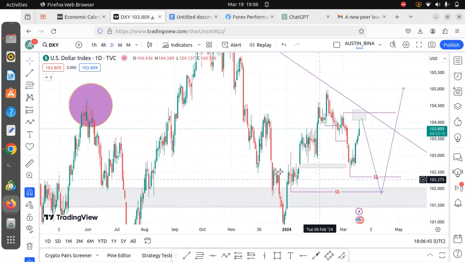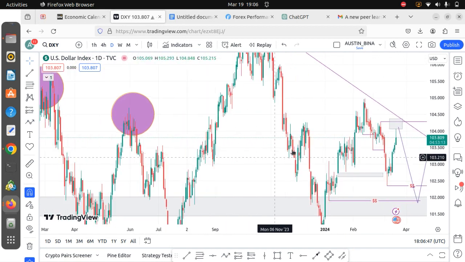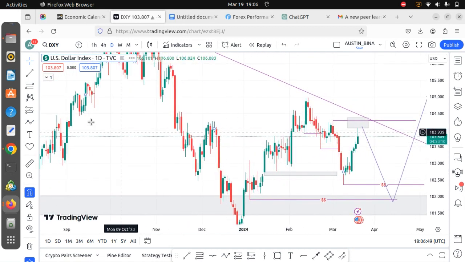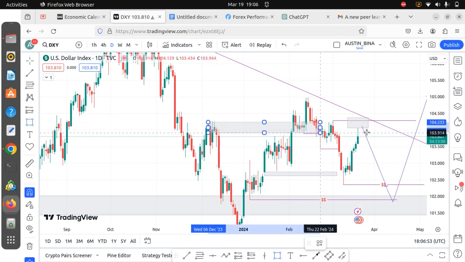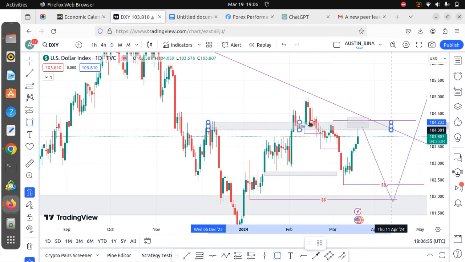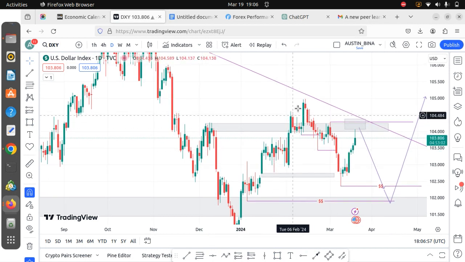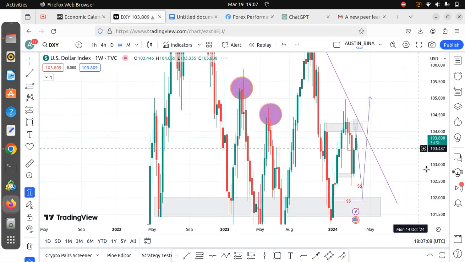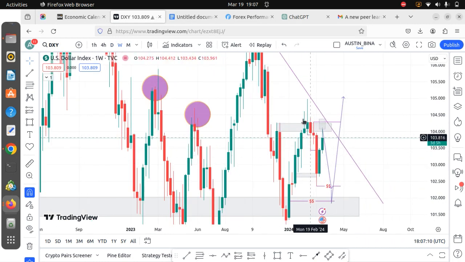Right, so let's draw some things just to give you guys more confluence. So you can see that DXY rejected off from a resistance point, and even though this resistance has been broken, I'll still call it a zone. It's still within the zone, right? It's still within the zone. But if you check your weekly time frame, you are going to see that it rejected off, right? You can see it rejected off.